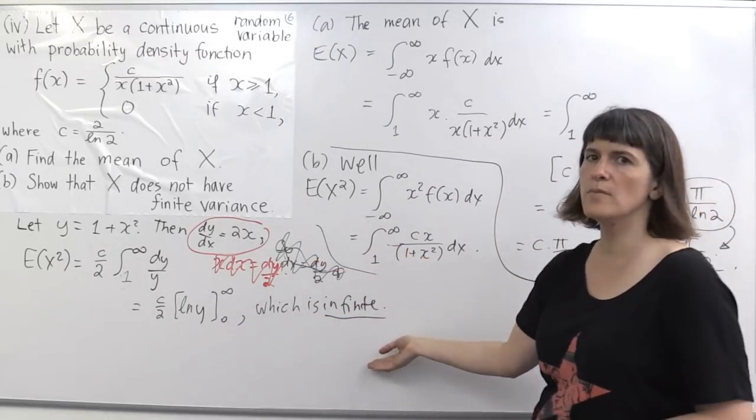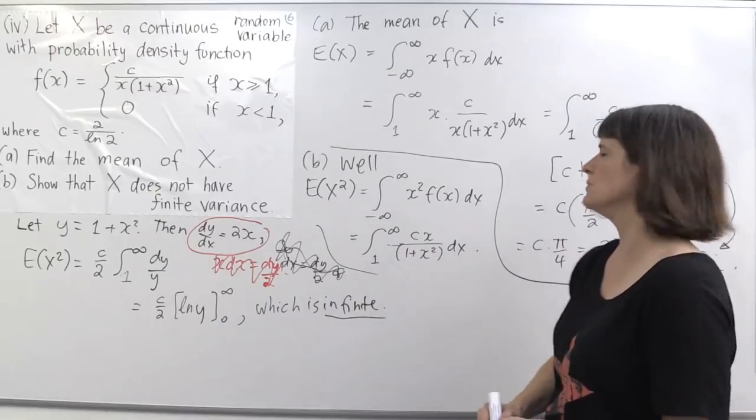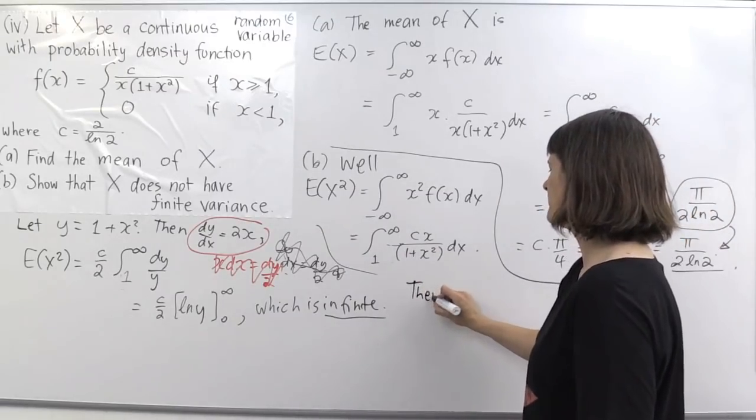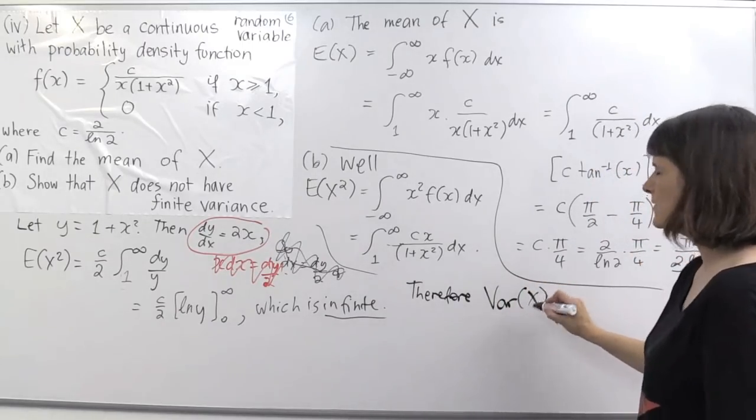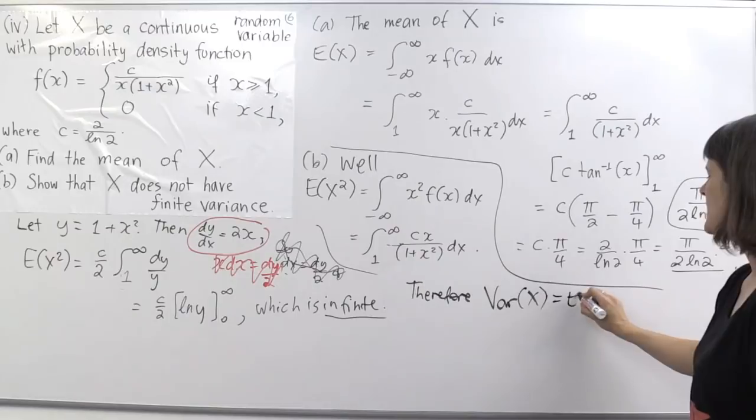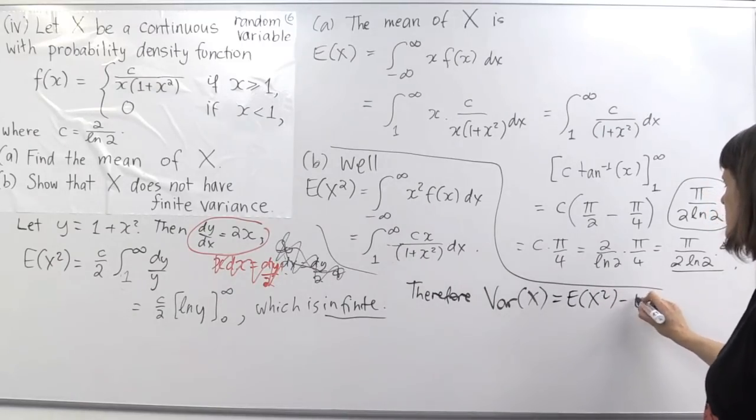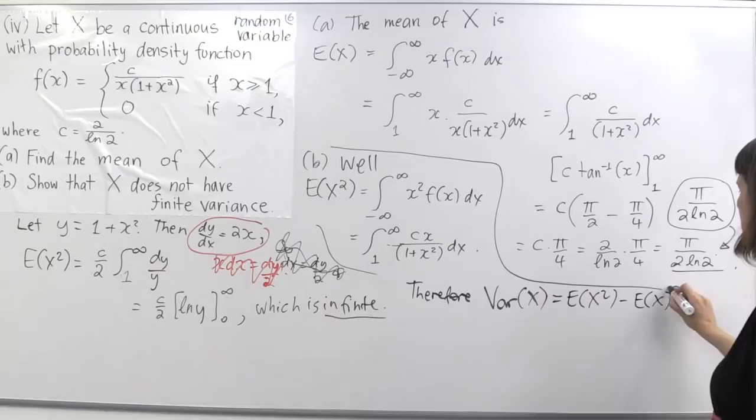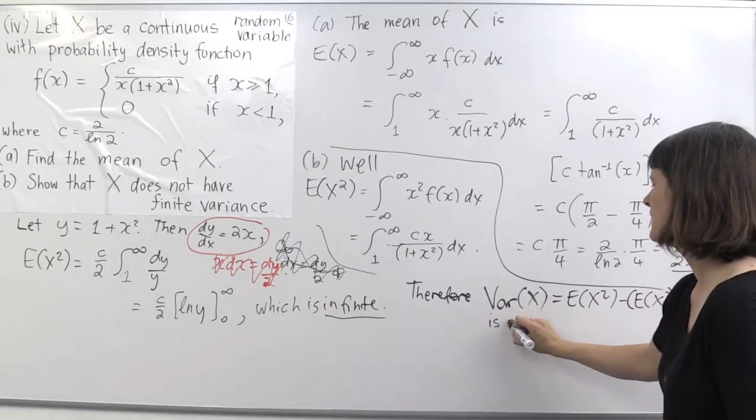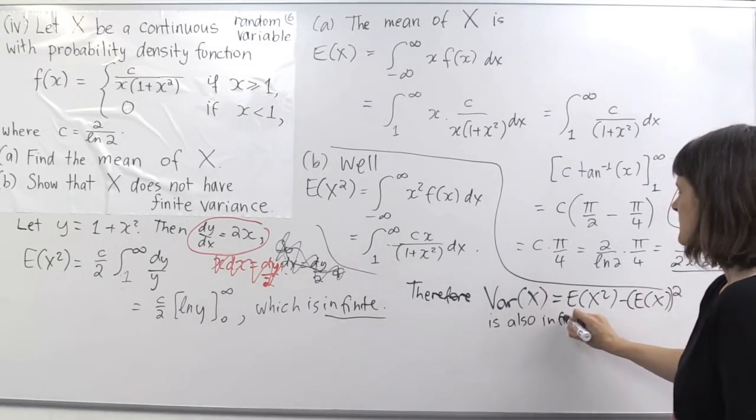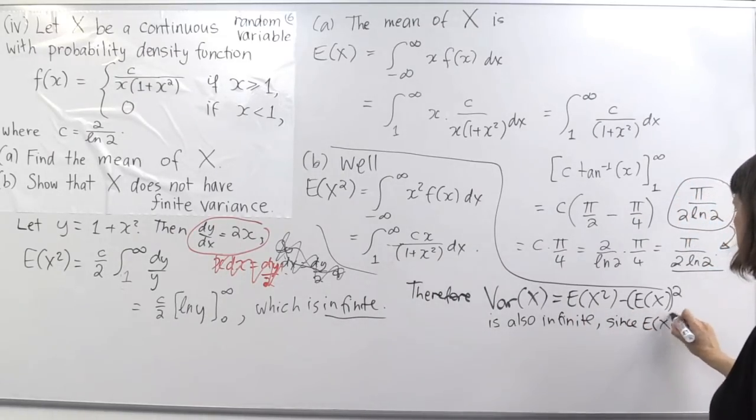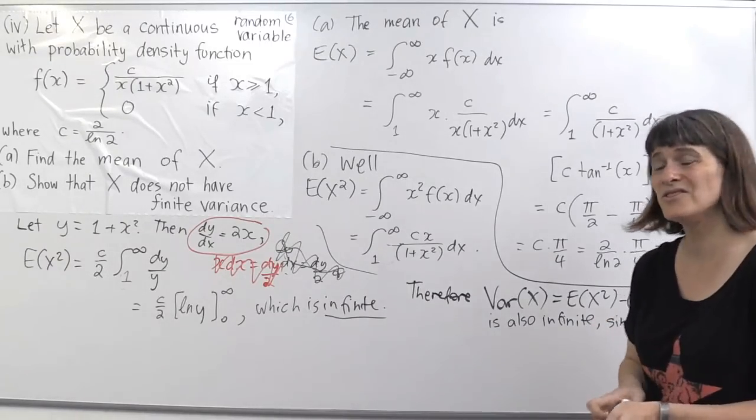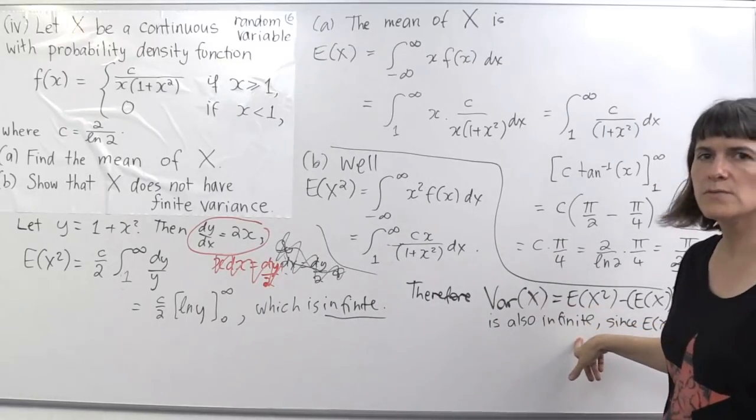The point is, you get here, and it's infinite. If the second moment, the expected value of x squared, is infinite, then the variance is also infinite. So the variance of x, the expected value of x squared minus the square of the expected value of x, is also infinite, since the expected value is finite. If you had the right infinity that you were subtracting, you might be able to cancel it, but there's no chance here. So the variance is infinite, which is what we were asked to prove.